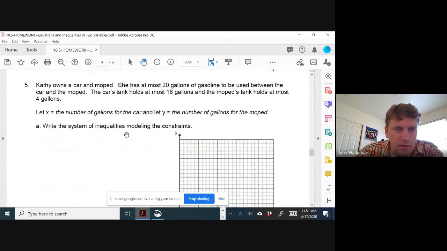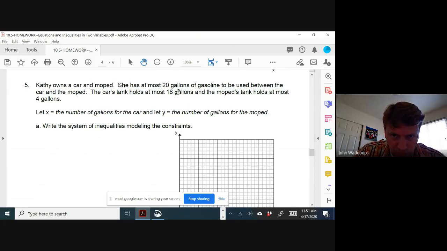Okay, Kathy owns a car and a moped. She has at most 20 gallons of gasoline to be used between the car and the moped. The car's tank holds at most 18 gallons, and the moped's tank holds at most 4 gallons.